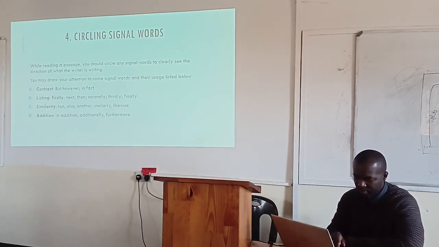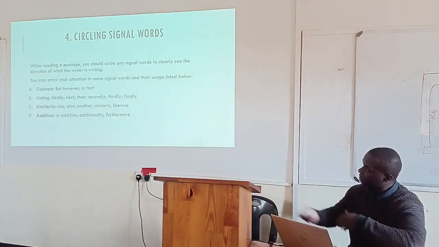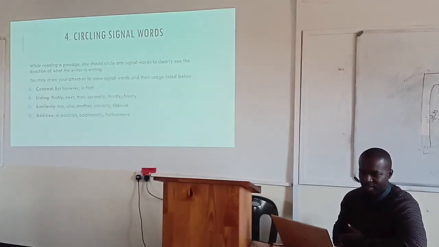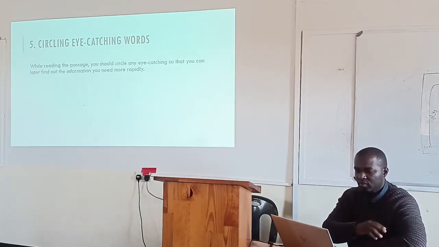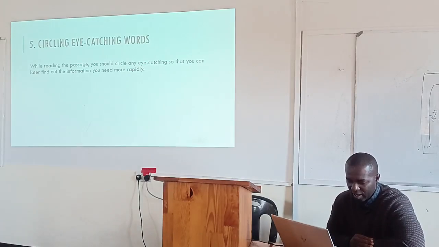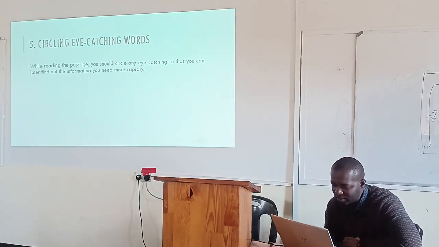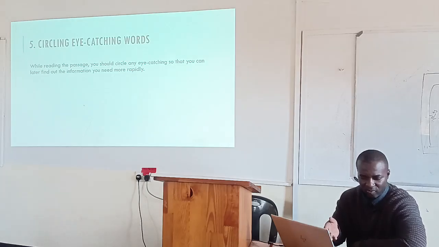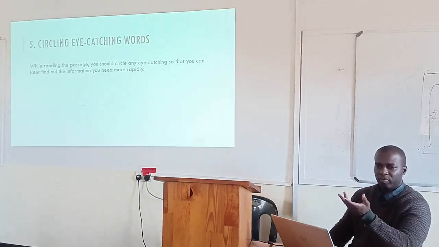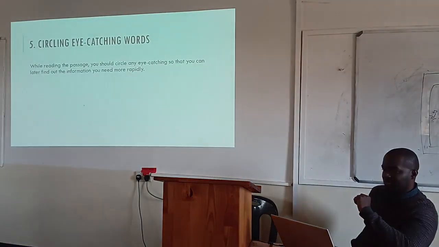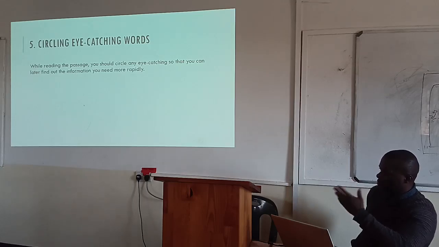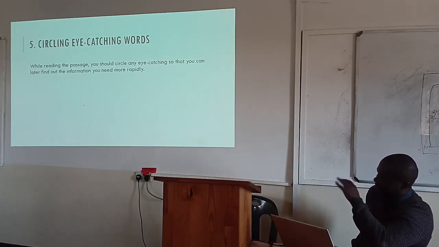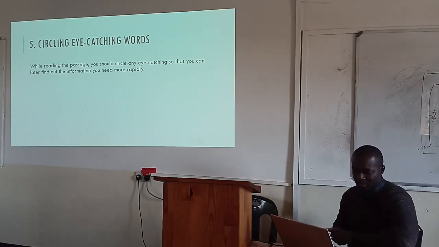Then some other signaling words are addition words, words that show addition, like additionally, furthermore. All these signaling words, you circle them. Eye-catching words, right? When reading the passage, you should circle any eye-catching word so that later you can find the information you need, because some eye-catching words might be placed there deliberately. They might have a specific connotation to the text. So if you ignore such words, you might miss important information.